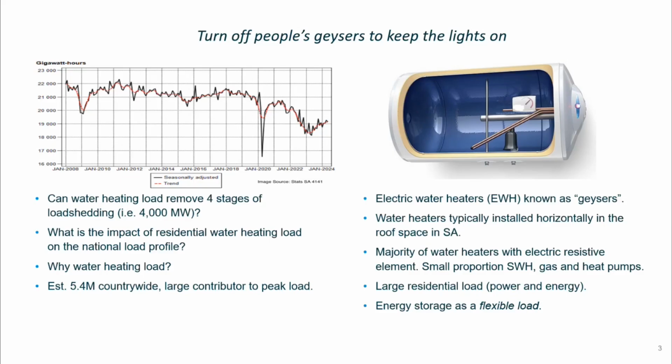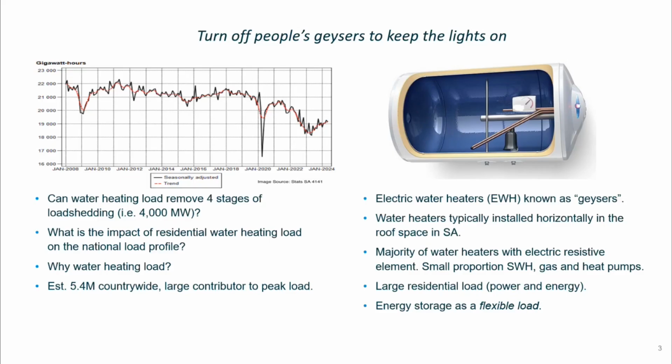This is really a snapshot of how badly we experienced generation on the grid. You could see the downward decline, and we've managed to get the most recent profile that looks like it's going up just a little bit from this year, which is quite a relief. Okay, so there was a claim that was made, which was, can water heating load remove 4 stages of load shedding, which is equivalent to 4,000 megawatts? That was a claim that was made, and it was one of the things that really launched this particular study. Was, can we really do it?